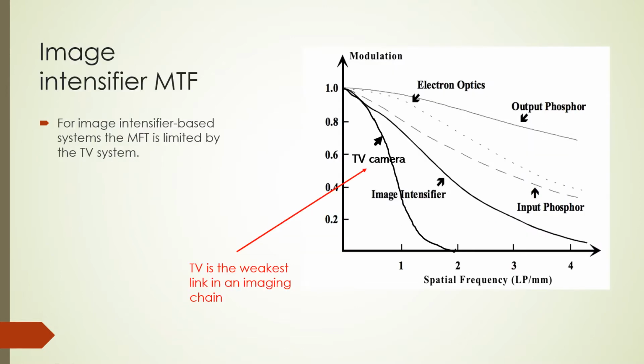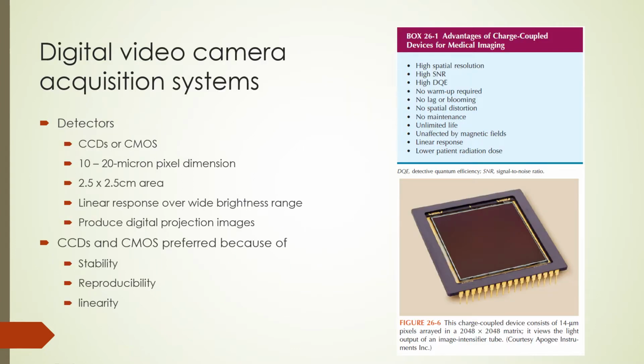This slide shows the modulation transfer function for an image intensifier imaging chain. Film and optics have the highest modulation transfer function, while TV systems have the lowest, demonstrating that the TV system is the weakest link in an image intensifier chain. So far, we have talked about analog video camera acquisitions in the last few slides. We shall now replace the analog video camera with a digital video camera.